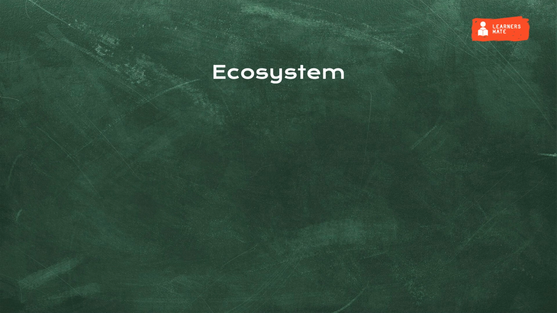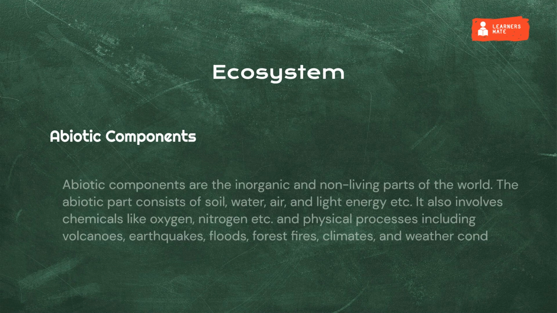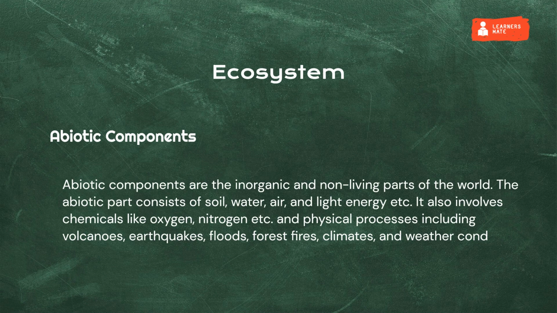The components of an ecosystem. Abiotic components. Abiotic components are the inorganic and non-living part of the world. The abiotic part consists of soil, water, air, and light energy. It also involves chemicals like oxygen, nitrogen, etc. and physical processes including volcanoes, earthquakes, floods, forest fires, climate, and weather conditions.